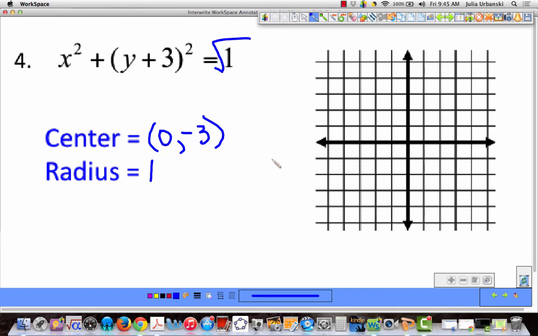So we go to the center, 0, -3. That's graphed right here, 0, -3. And we make a radius of 1 in all 4 directions. Here's 1, left 1, down 1, right 1. It's 1 in all directions. So you draw your circle, trying to make it look like a circle, not look like a box. And there you have it.